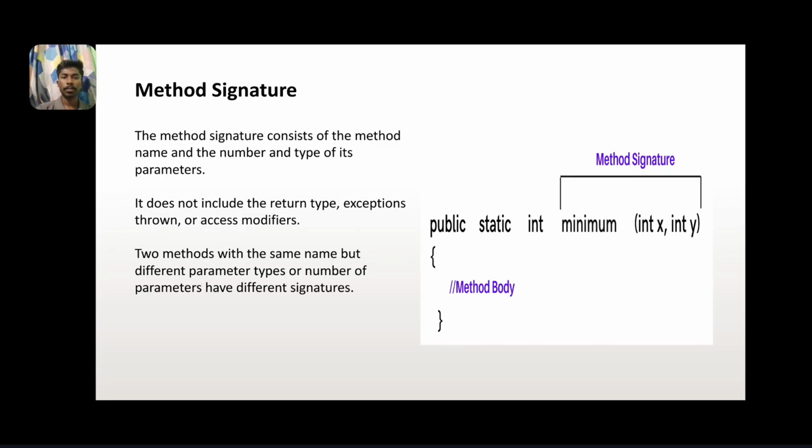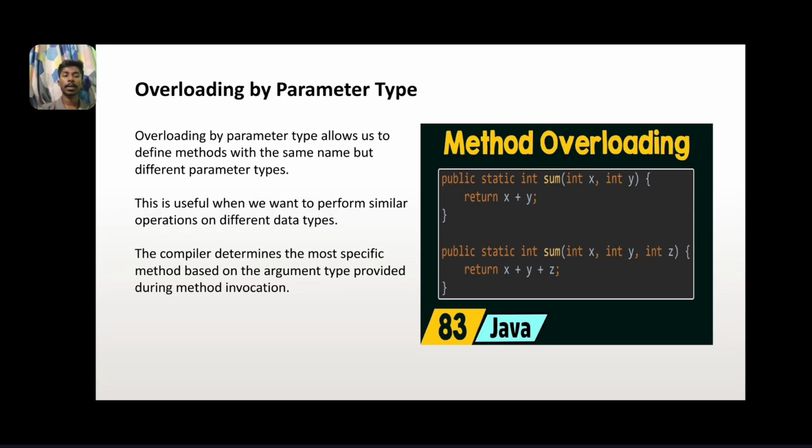Overloading by parameter type. Overloading by parameter type allows us to define methods with the same name for different parameter types. This is useful when we want to perform similar operations on different data types. The compiler determines the most specific method based on the argument type provided during method invocation.